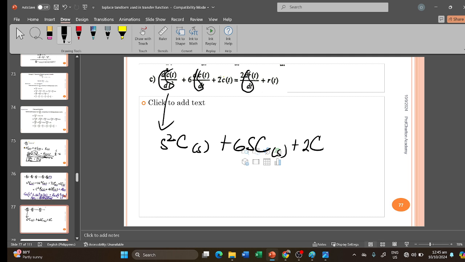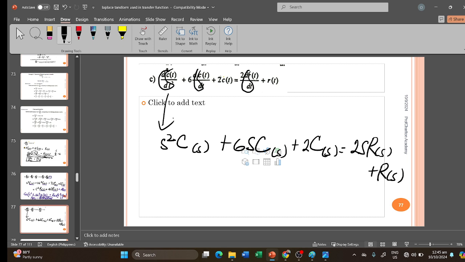We make the C capital, and then this becomes s. Now we retain the 2 because that is a constant. And d over dt is what? d over dt is s, then R, make it capital, and then s, then plus capital R.